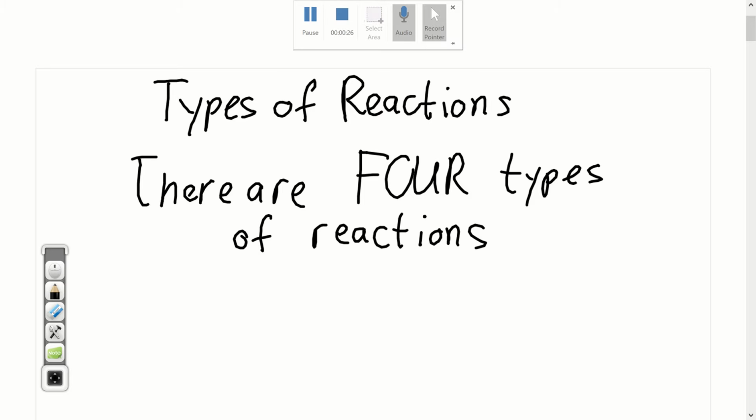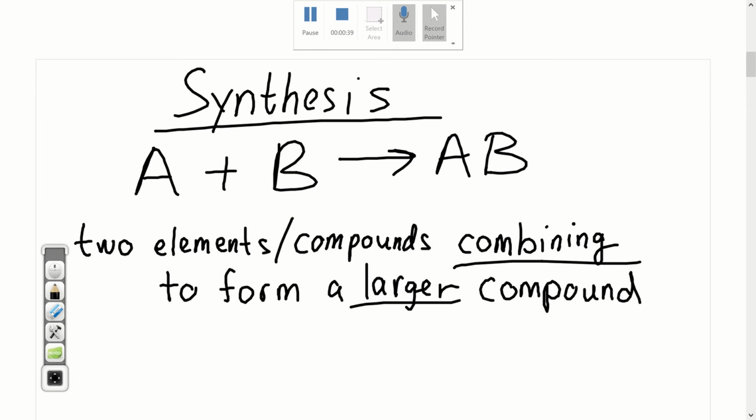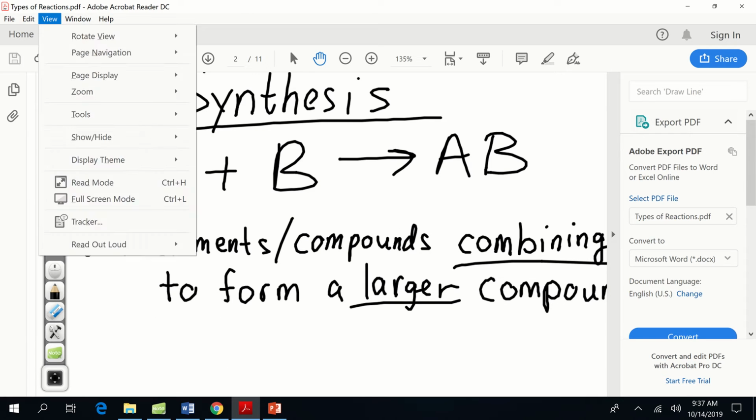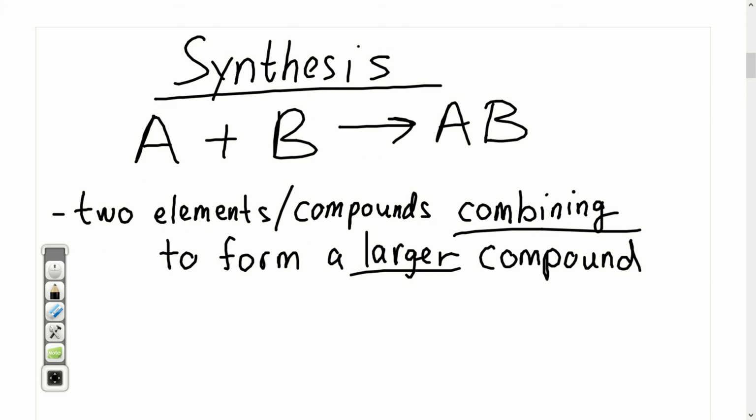But first off, there are 4 types of chemical reactions out there. So after you balance a chemical reaction, you may be asked, what type of reaction is this? So there's 4 types. The first type, let's get that out of the way. The first type is going to be synthesis.